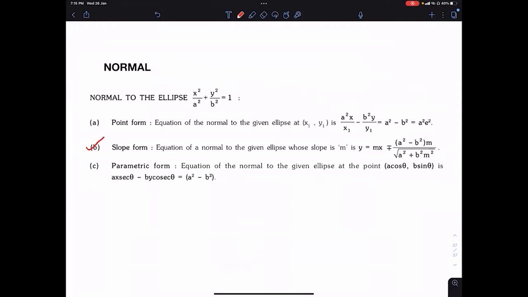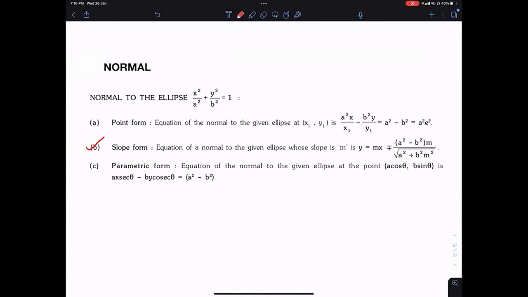Equation of normal with slope m. So the equation of tangent with slope m we have seen. Now this is the equation of normal to any ellipse. The ellipse equation is given like that, x square by a square. Just take a screenshot. I think it should be okay, because there is one previous Mains question exactly directly based on this formula.